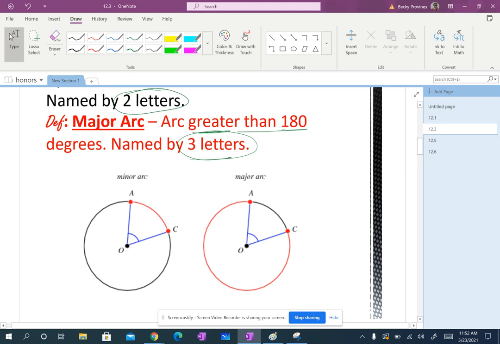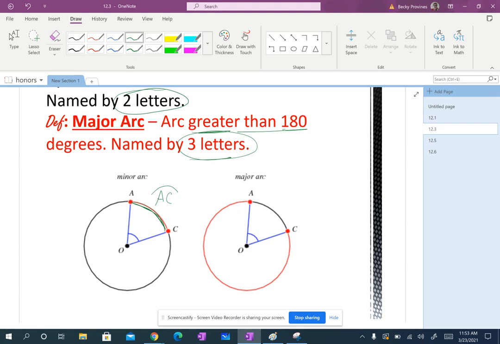Now, a minor arc, if I said, okay, it's this red area here. If I said, look at this little red arc, and I just said AB, you would know to look at the shorter distance. Or, I'm sorry, AC. Look at the shorter distance between them. Okay. Because first, I'm using two letters, so I know it's less than 180.